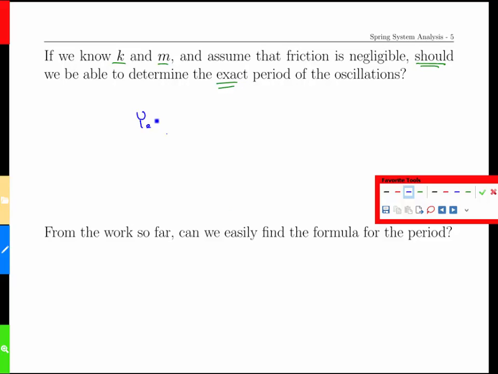Well, I think yes. There's nothing we do not know. If we have the spring constant and we know the mass, we should know pretty much everything there is to know about how this system's going to behave. But from the work so far, can we easily find the formula, and actually not in principle, but actually in practice here? The answer is going to be no. We can't get a formula from what we've seen so far. And so that's going to be where we head next.